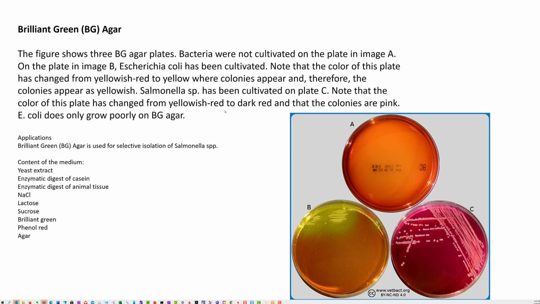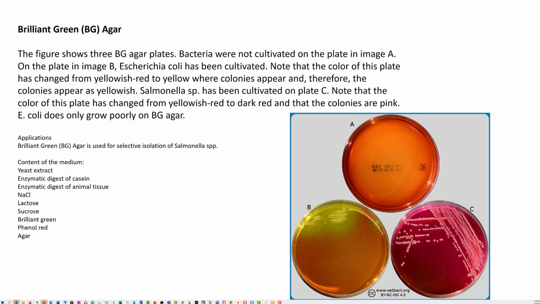Brilliant green agar is another one. Sometimes we use it, sometimes we don't. In a lab that sees a lot of Salmonella, we typically use brilliant green, and it's E. coli on plate B. You can see E. coli has been cultivated. The color of the plate has changed from yellowish to yellow, so it's a pretty good indicator. If you look at C, a Salmonella species cultivated on plate C, note that the color of the plate has changed from yellowish to dark red, so it's a really nice indicator.